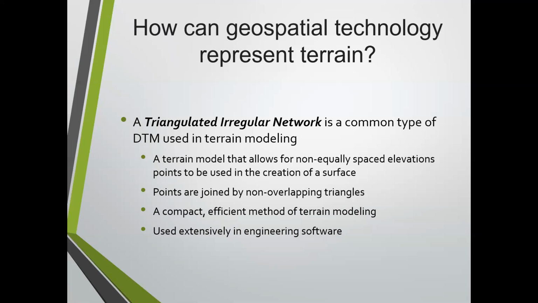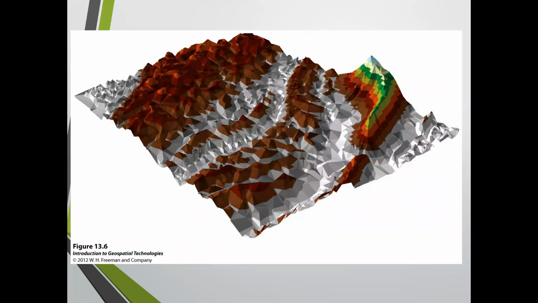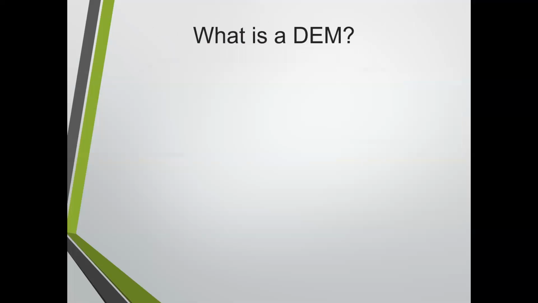Absolutely. So the TIN, the triangulated irregular network, is used extensively in engineering software. Like I said, I don't know too many that don't use this method, and probably all of them incorporate it. And even the ArcGIS stuff uses that as well.